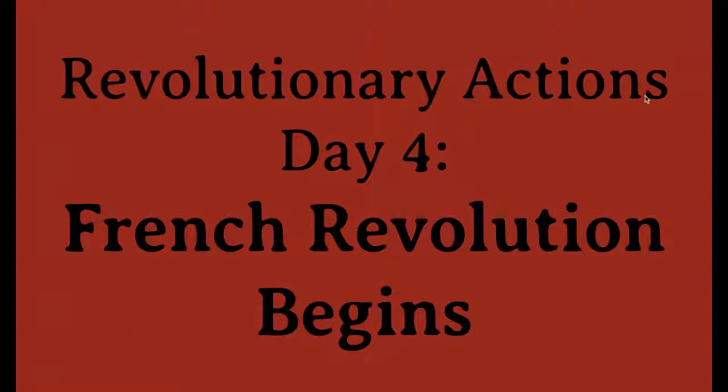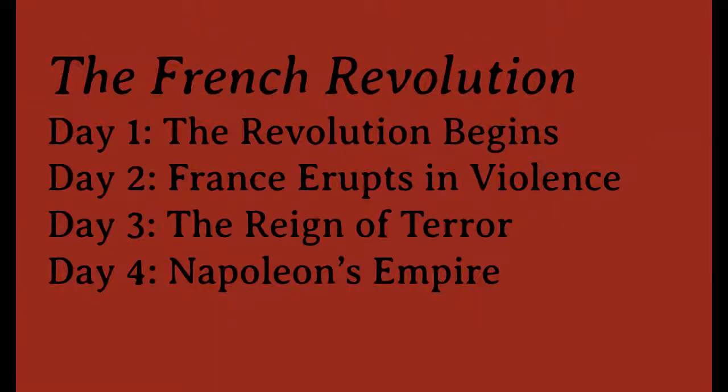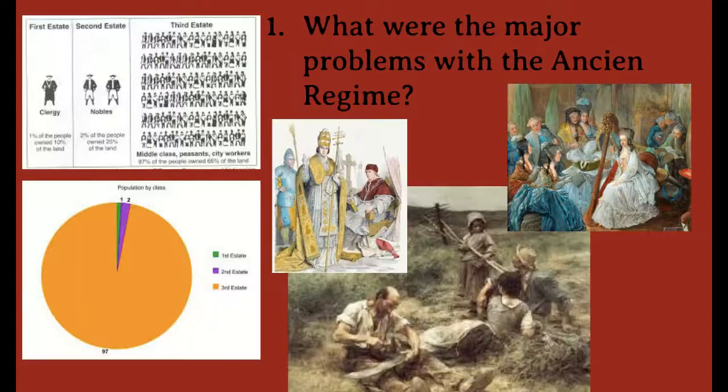The French Revolution begins. This is part of the broader unit of revolutionary actions, which covers the US Revolution, the French Revolution, and the Haitian Revolution. This portion, which is actually days 4, 5, 6, and 7 of the unit, covers the beginning of the revolution, the violent eruption in the middle, the Reign of Terror, and Napoleon's empire.